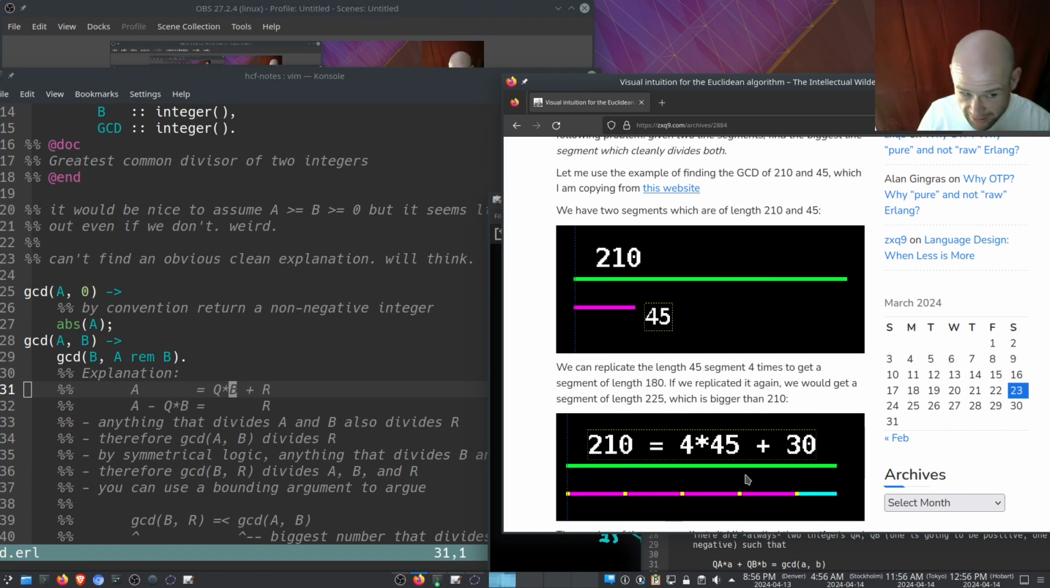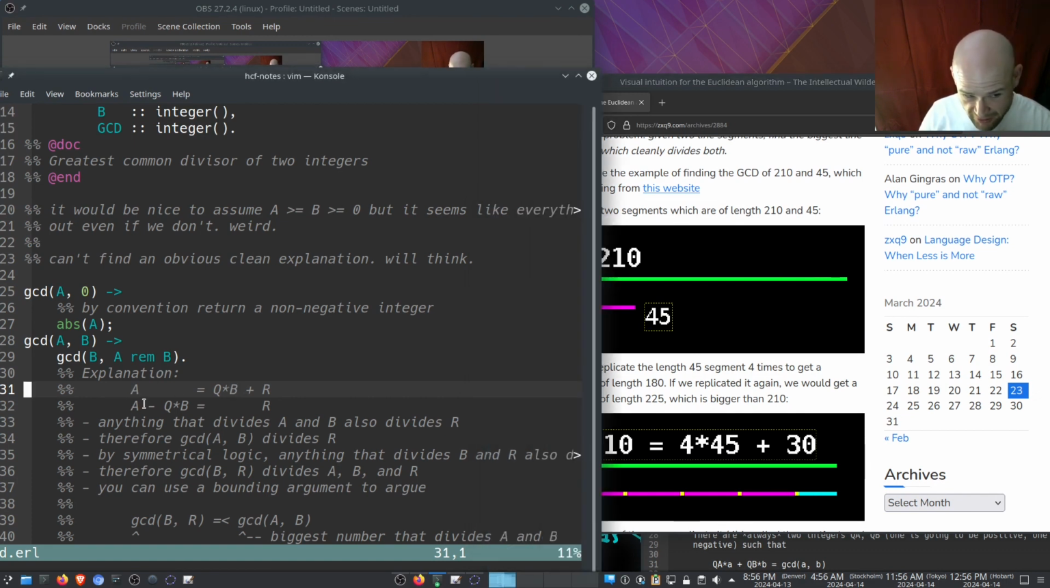It's also obvious algebraically, because we can rewrite this as a minus q times b is equal to r. And therefore, any number that evenly divides a and b will also divide a minus q times b, because that's how fractions work. And therefore, because it divides this and a minus q times b is equal to r, it must also divide r. So it's algebraically obvious too. But given a choice between explaining something with geometry, with a picture, and explaining something with algebra, I'm always going to prefer the picture. And you should too.